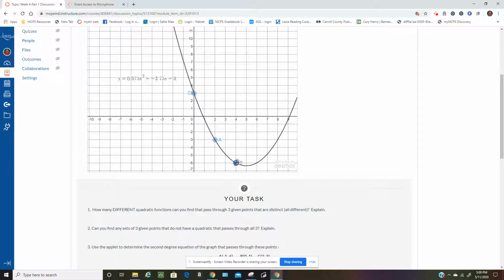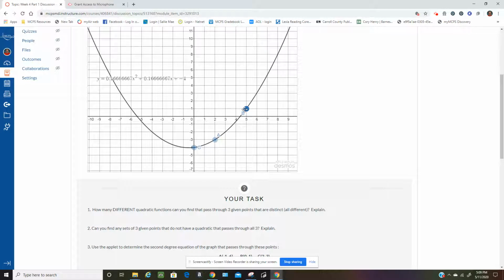Or if I move these down like this, then the coefficient of x squared would be negative. So if I drag these points downward such that the parabola opens downward, then the coefficient of x squared would be negative. If I put them back up here, then they're positive. And so the coefficient of x squared here is positive. Can you find any sets of 3 given points that do not have a quadratic that passes through them?